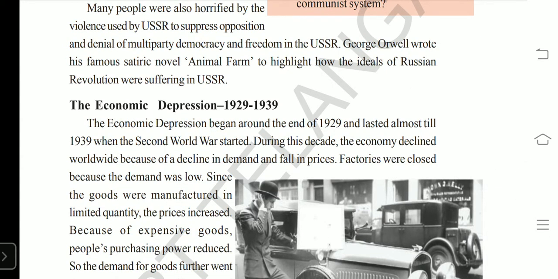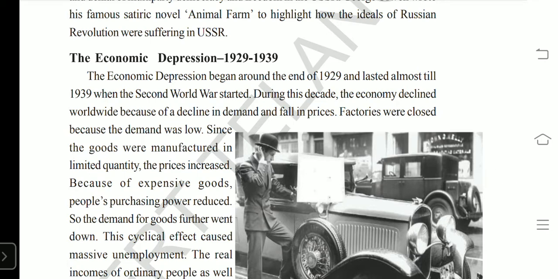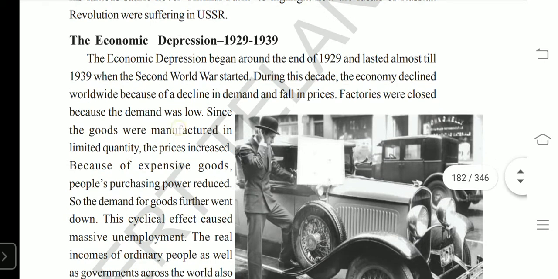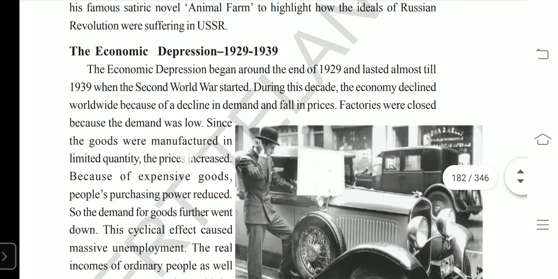Understand? There was economic decline throughout the world. What is meant by economic decline here? It is a decline in demand and a fall in prices. As the demand for commodities decreased, there was no selling of goods in the market. So when demand declined, the goods' prices fell.